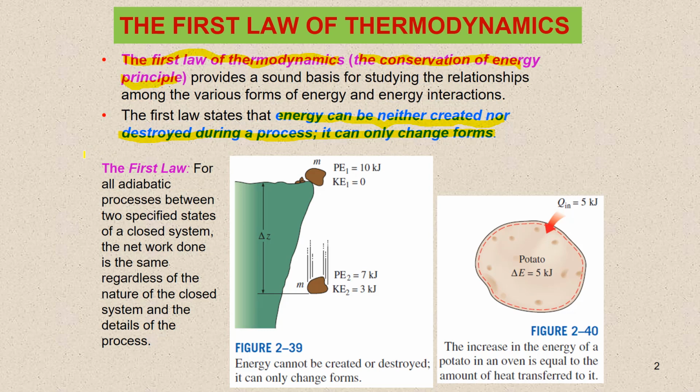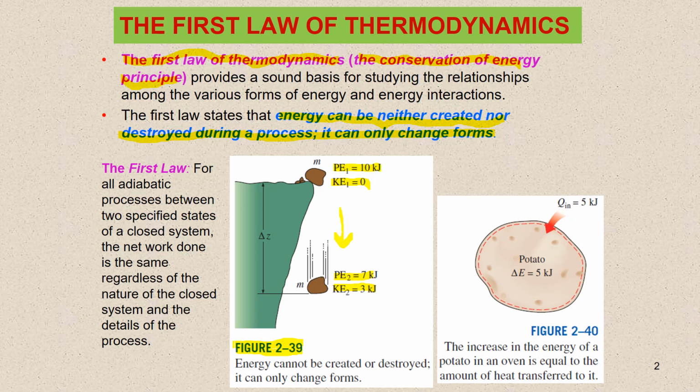We all know that a rock at some elevation possesses some potential energy, and part of this potential energy is converted to kinetic energy as the rock falls, like what you can see in figure 239. Experimental data show that the decrease in potential energy, mg delta z, exactly equals the increase in kinetic energy, m (v2 squared minus v1 squared) divided by 2, when the air resistance is negligible, thus confirming the conservation of energy principle for mechanical energy.